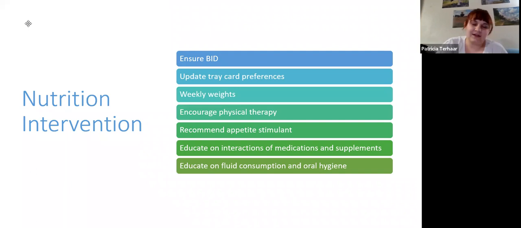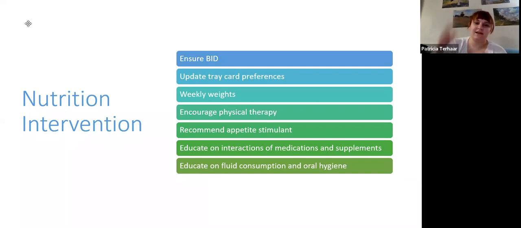So the nutrition intervention for her focused on giving her Ensure 2 times a day and making sure to give it to her in between meals. What we did first and foremost is we updated her tray card preferences. So we went in to talk to her, and we spent a lot of time talking to her about preferences in terms of what she likes to eat, what was easy for her to eat, what drinks she liked, and how she wanted to get her drinks.